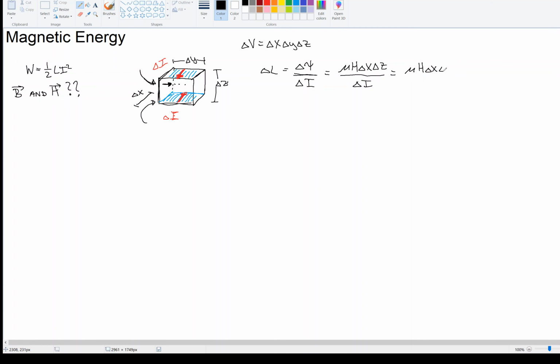Now, about that delta I, one can use Ampere's law. We've done it before, but we're not going to do it here, to show that current delta I is actually the field H times delta y, right? So the field is going this way in our differential element, and how much is it going that way? Remember, Ampere's law is that line integral H dot dl, and it's going delta y that way. So now the H's cancel, which is nice, and we've got mu delta x delta z over delta y, and that's the inductance of this little element here.